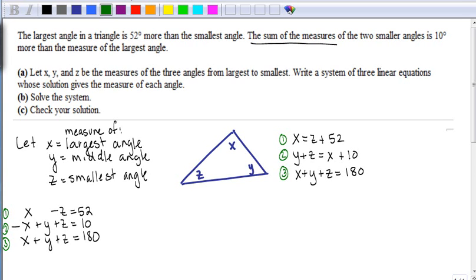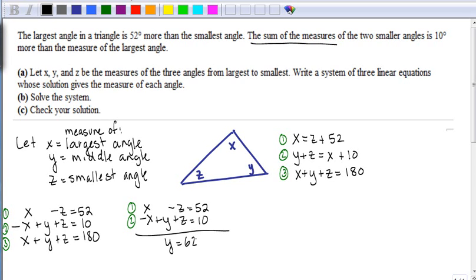Now I notice, if I want to use elimination, that if I look at the first two, it actually is going to be very easy, because if I just add those together, both the x's and the z's get eliminated. So that's what I'm going to do next. I'm going to take 1 and 2, and add them up. When I add them up, the x's and z's go away, so you get y is equal to 62. That gives me the y.